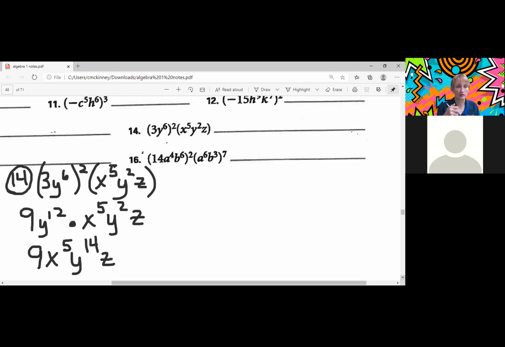16, we're going to have a little more work to do. So 16, since it's lined up right here, I won't rewrite it to start with. So 14 to the second power first. Someone help me out. What's 14 to the second? Yep, I got 196. And then multiply each exponent inside by the exponent on the outside. So a to the 4 times 2 makes a to the 8th.